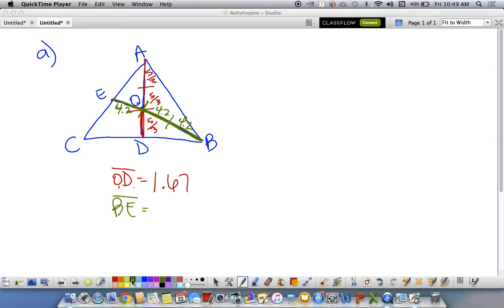I think this may be one I used as an example yesterday. It's 12.6. Breaking them into thirds is a big deal. We're good? Centroid, medians, numbers. Go on to number 12.